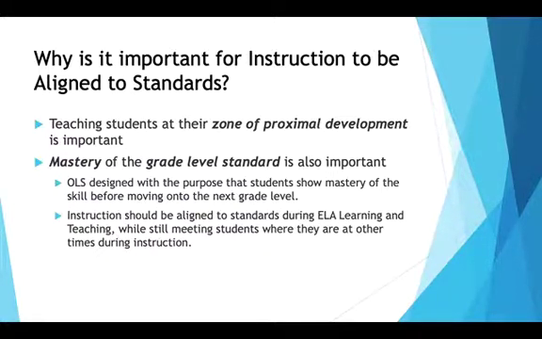We cannot forget that the mastery of the grade level standard is also important. The Ohio Learning Standards were designed with the purpose that students master set skills before moving on to the next grade level. Even if that means we are reaching outside of our students' zone of proximal development, we have to take into consideration the Ohio Learning Standards for the grade level. This is in consideration of the College and Career Readiness Anchor Standards, looking at what students should know and be able to do by the conclusion of 12th grade, and back mapping from what students need to know in order to be college and career ready.